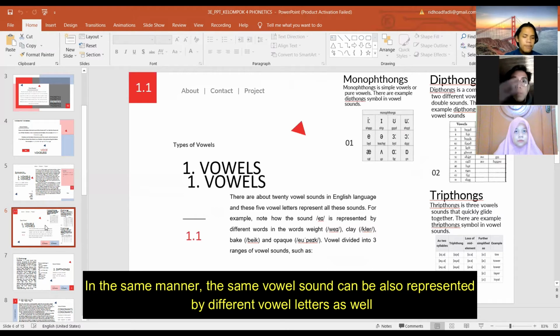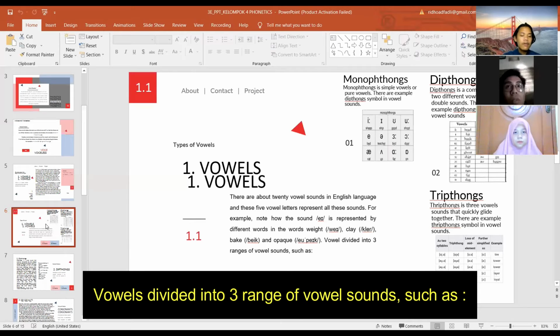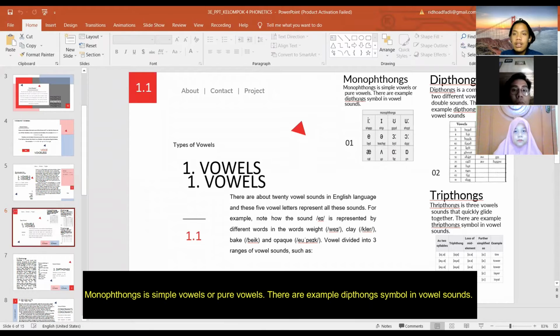In the same manner, the same vowel sound can also be represented by different vowel letters. For example, note how the sound E is represented by different letters in the words weight, clay, bake, and opaque. Vowels are divided into 3 ranges of vowel sounds, such as monophthongs.